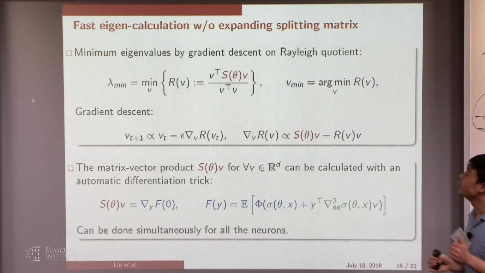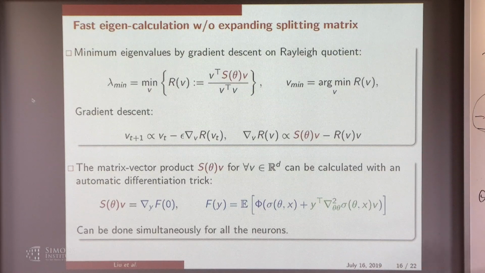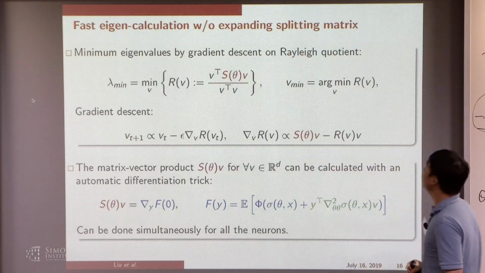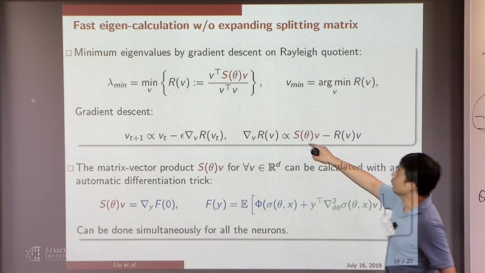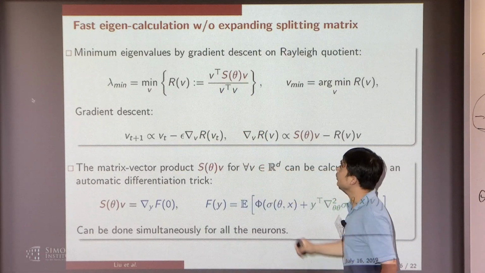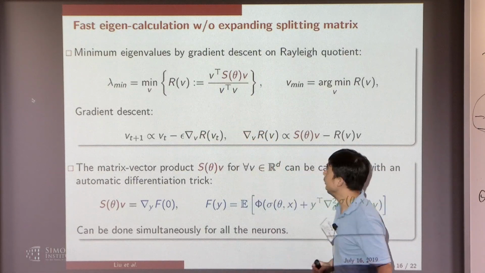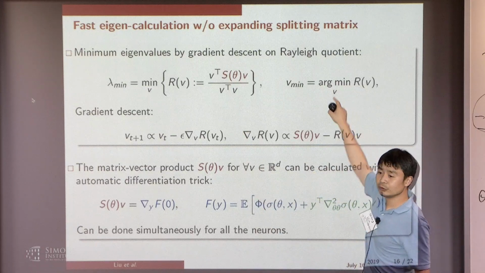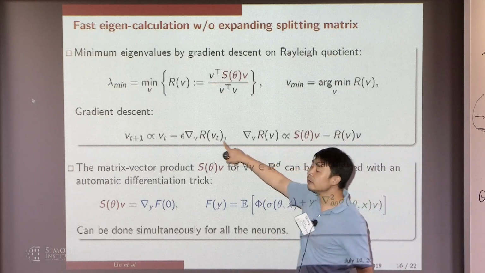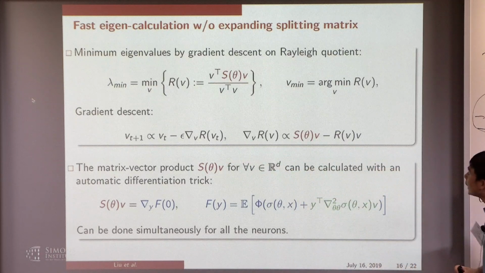So I know the eigen calculation is a big problem. So we have an efficient approximation for solving it without actually expanding the splitting matrix. The idea is really just minimizing the Rayleigh quotient. So we define this ratio, and then we find the optimal V to minimize it. The minimum value is going to be the minimum eigenvalue, and the solution is going to be the minimum eigendirection. And then we can do gradient descent or any other numerical algorithm.